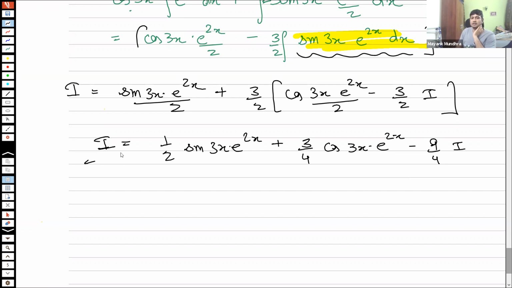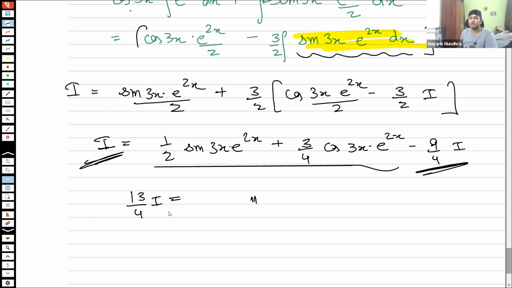Now this is I here, this is 9 by 4 I here, so I can take it on the other side, so I can get I plus 9 by 4 times of I, so that's basically just 13 by 4 times of I is equals to this. So I is equals to just 4 by 13 times of this thing.